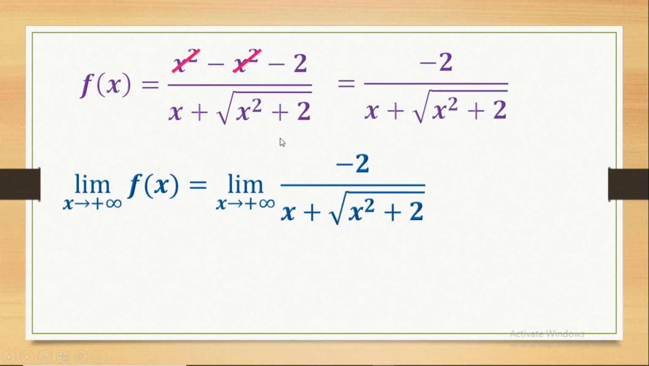Well, in this case, can we calculate the limit of f of x at plus infinity? Let's see it together. Note that the limit in this case is equal to limit at plus infinity for minus 2 over x plus radical x squared plus 2. Well, when x tends to plus infinity, then x plus radical x squared plus 2 will tend to plus infinity. In this case, the limit of f of x is minus 2 over plus infinity, then it's equal to 0.